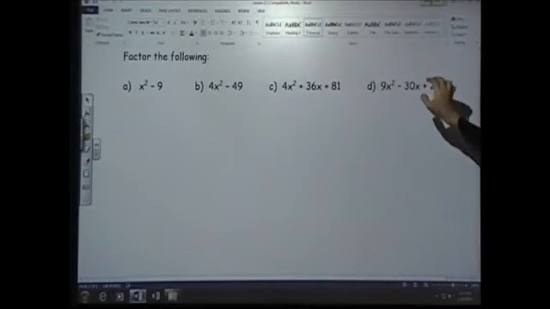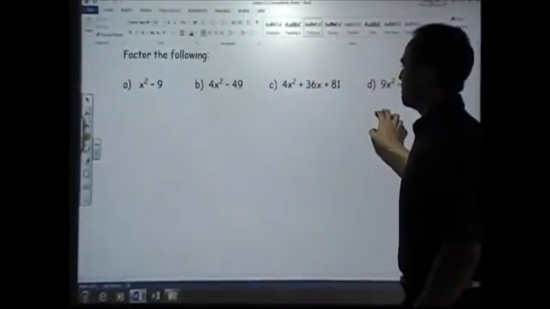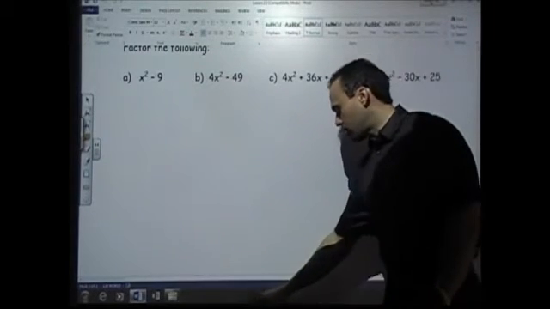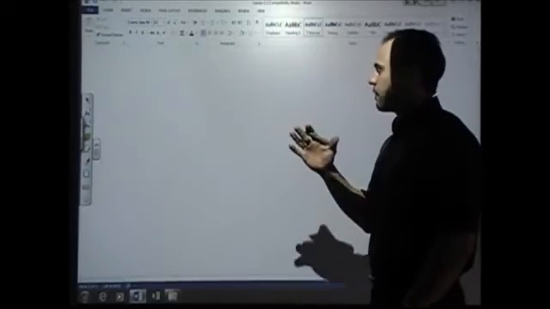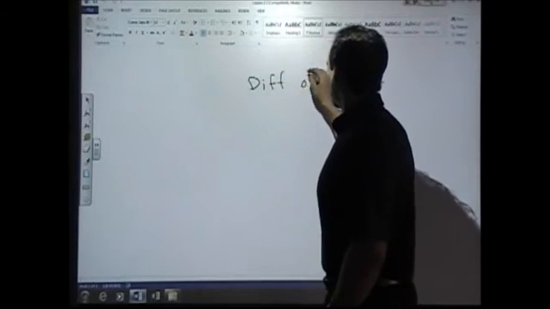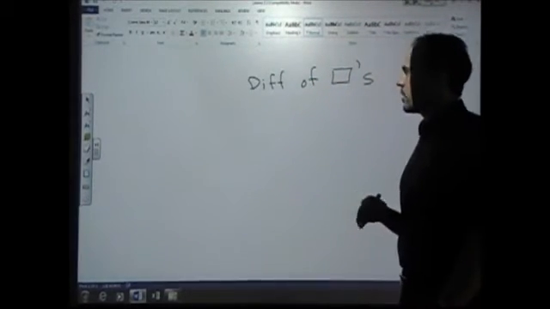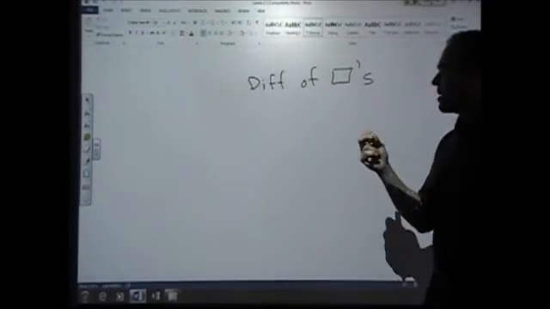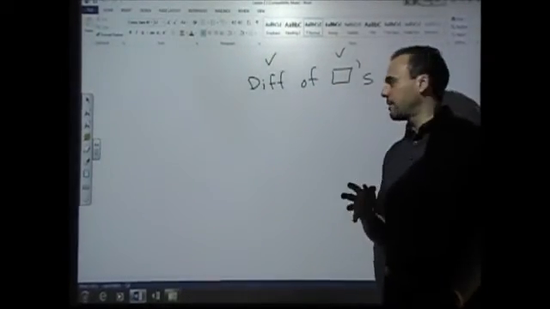If you forgot special products, you definitely forgot these things. You have to understand special products. So I'll just pull up a blank screen here. The first special product was a difference of squares. Now, a difference of squares: number one, it has to be a difference. And number two, it has to be a perfect square. The numbers have to be perfect squares.